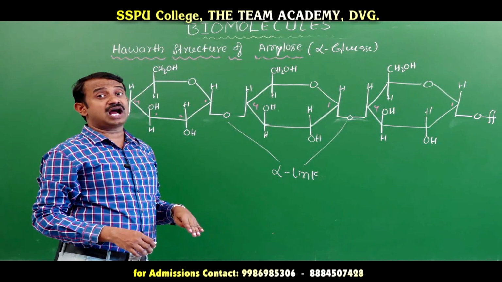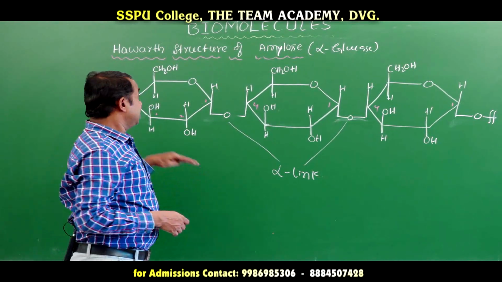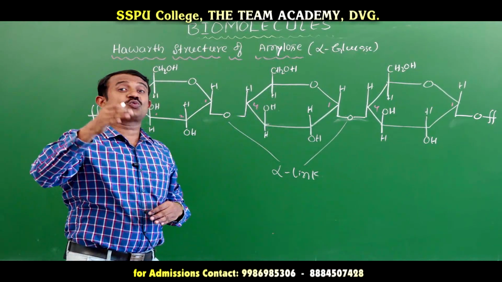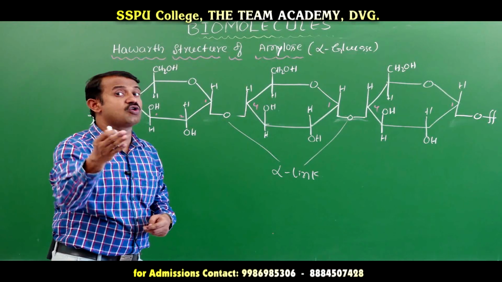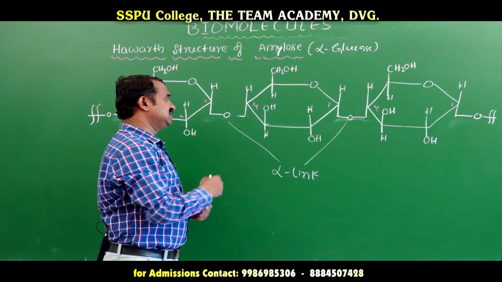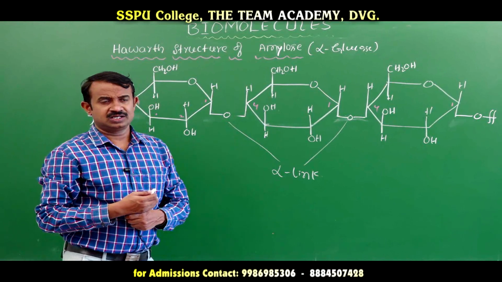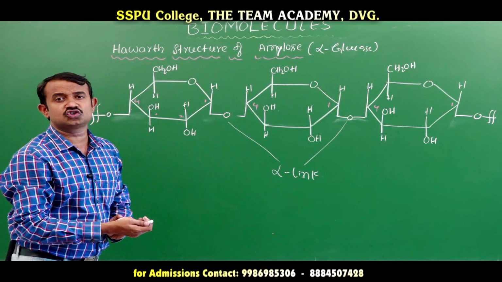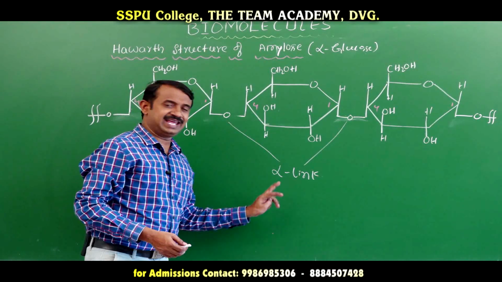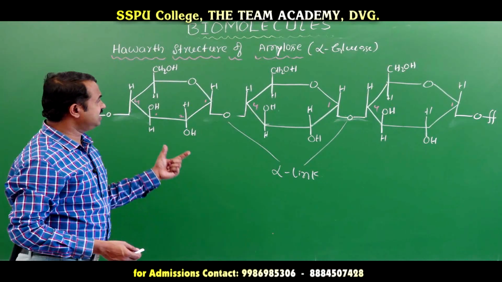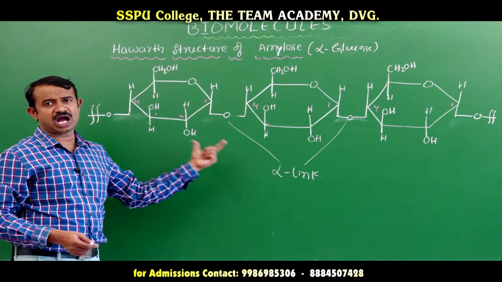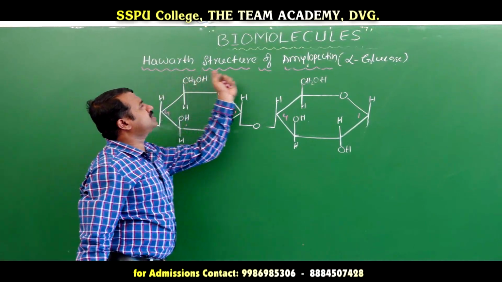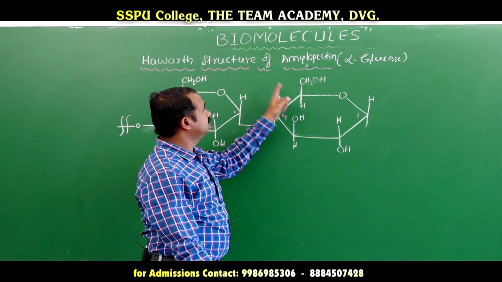Next we will go for amylopectin. In amylopectin also the same, C1, C4, C1, C4, but one branch is formed. We will go one by one. That is a branched structure and here a linear structure. This is the structure of amylose, that is called alpha link, that is a glycosidic linkage. Next we will go for our structure of amylopectin.